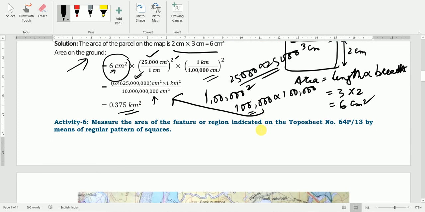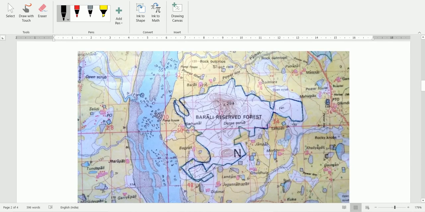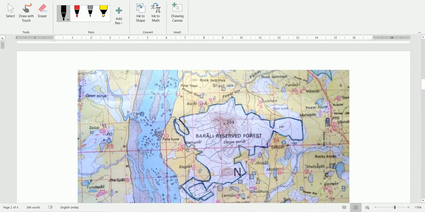Next we have another one. Activity 6: measure the area of the feature or region indicated on toposheet number 64P by 13 by means of a regular pattern of squares. So in this case, we have to measure the area on the map using this regular pattern of squares, the square method. Here the toposheet number is 64P by 13, and this is a part of it.